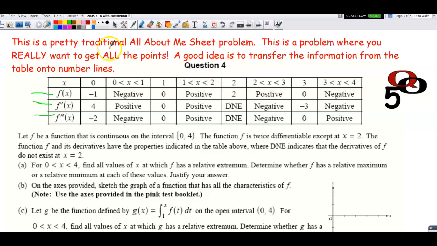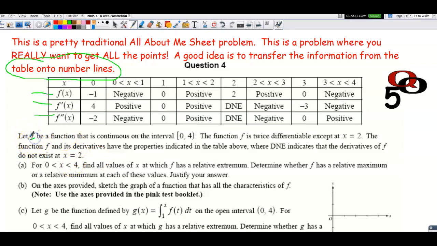So my strong recommendation to you is to transfer this information out of the table and onto number lines. Now I know that can take a little bit of time, but I think it's time that's well spent so that you can interpret the number lines more easily than you can look at the information in the table.